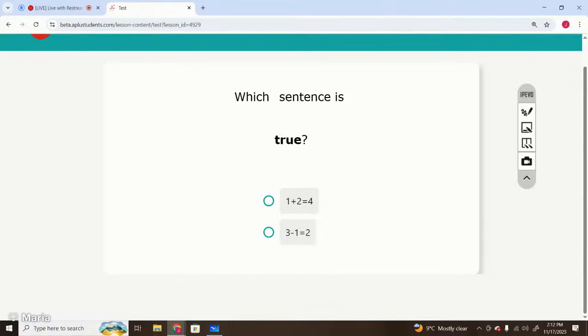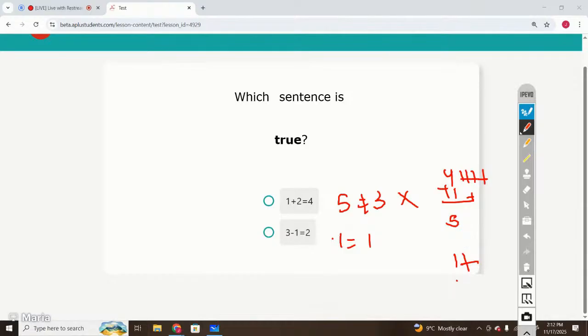Which sentence is true? 1 plus 2 equals 4, and 3 minus 1 equals 2. So which is the correct option? You need to add: 1 plus 2 is 3. So 3 is not equal to 4. So that isn't the correct option. Go with the second one.